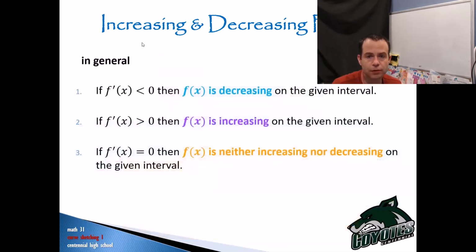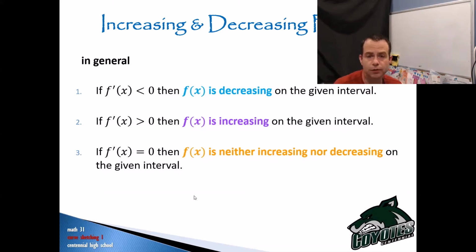Okay, so if the derivative is less than 0, the original function f(x) is decreasing on the given interval. If the derivative is greater than 0, the original function is increasing. And if the derivative is 0, f(x) is neither increasing nor decreasing. That's that moment in time where we're changing direction.